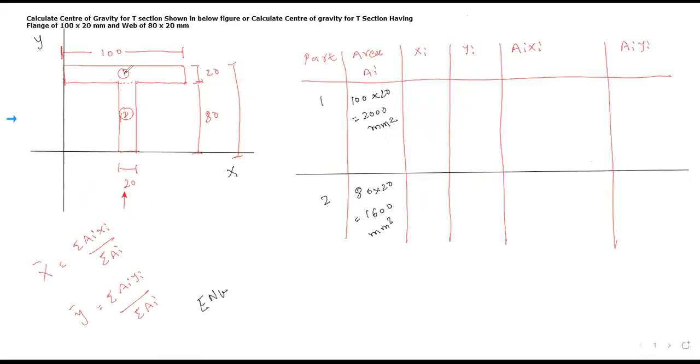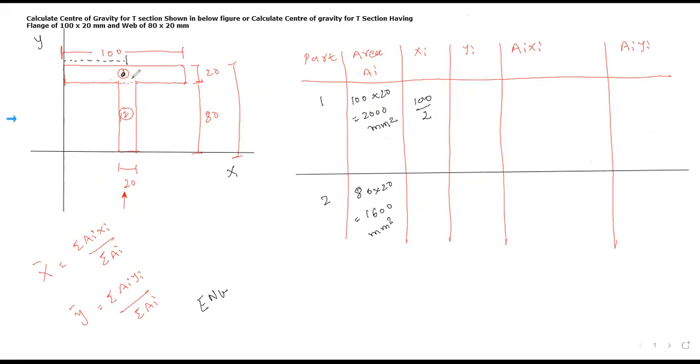This is your rectangle. Its center will come at the center itself. We have already discussed that. And from that center up to reference y, that distance is nothing but L by 2. Yes or no? 100 by 2. Is it clear or not? Please confirm me.